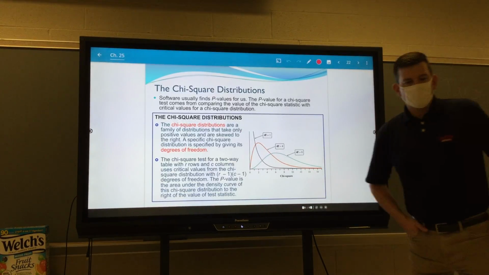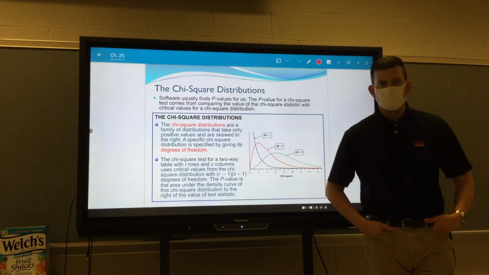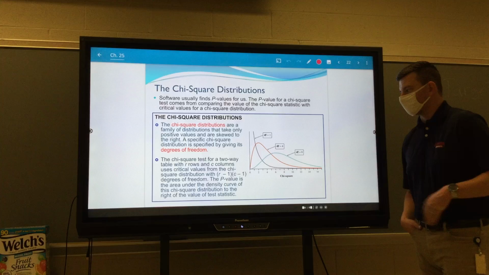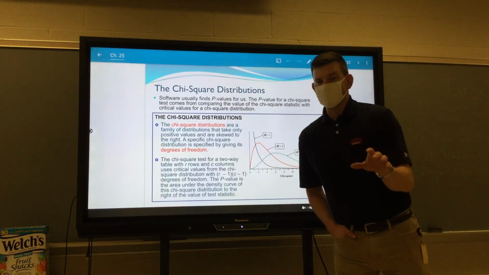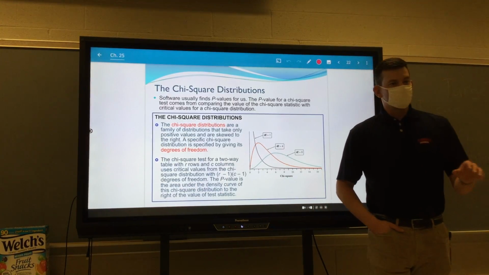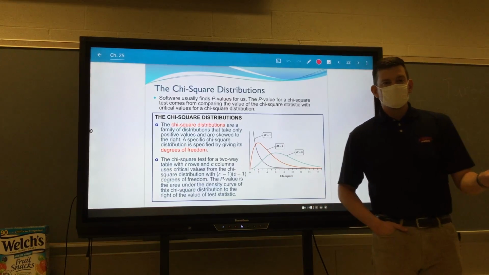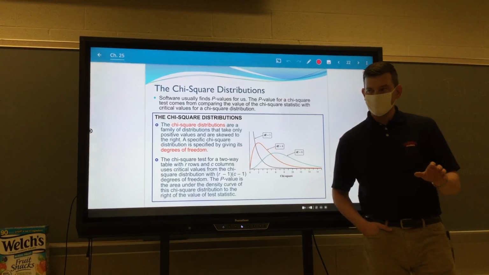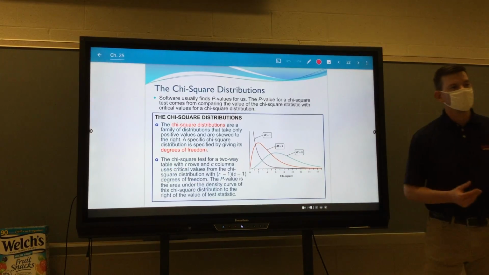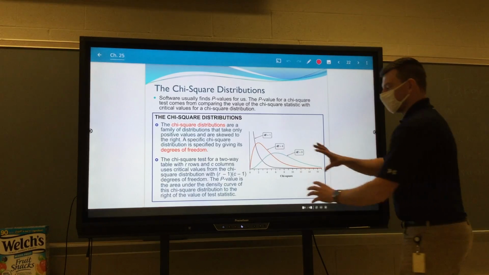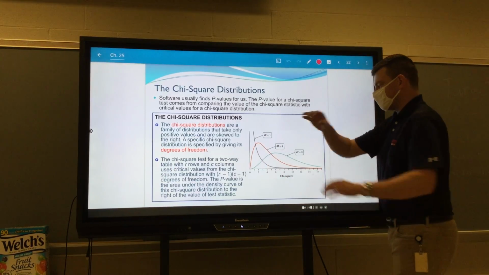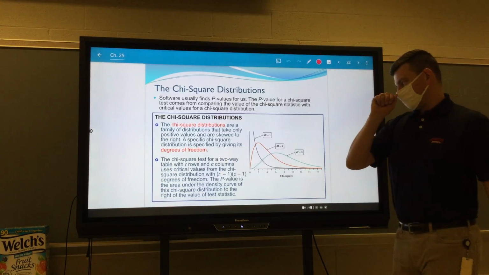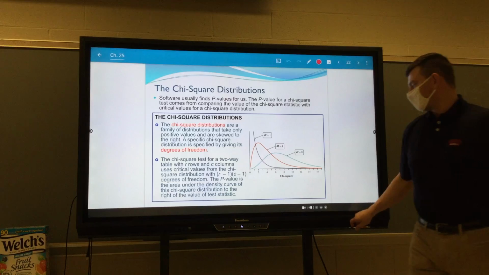Now, I showed you this screen on Thursday during our last class period to look at the distribution for chi-square. We said that unlike the other distributions we've seen, z and t, this one is not symmetric. This is not a bell curve. Instead, it is heavily skewed to the right. So we have the bulk of our data down here on the lower end, and then this tail pulls out to the right.